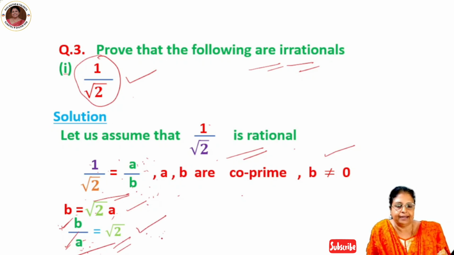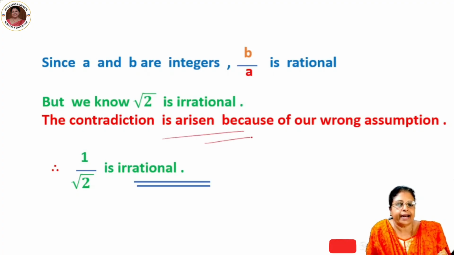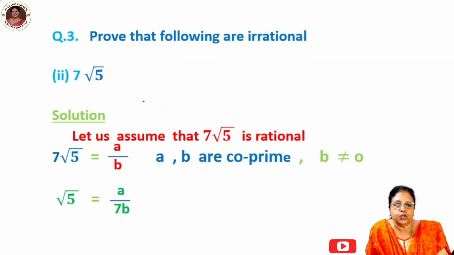2 is irrational. This contradiction has arisen because of our wrong assumption. What was our wrong assumption? That 1 upon root 2 is rational. That's it. That means 1 upon root 2 is irrational. So we have proved that 1 upon root 2 is irrational. Have you got it? Then come to the next question.